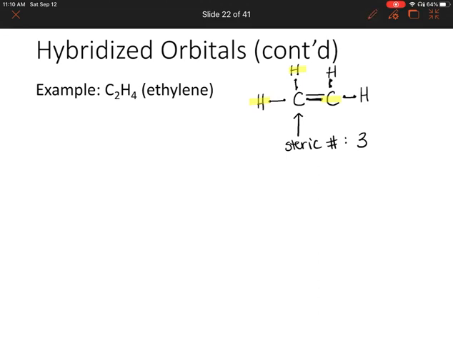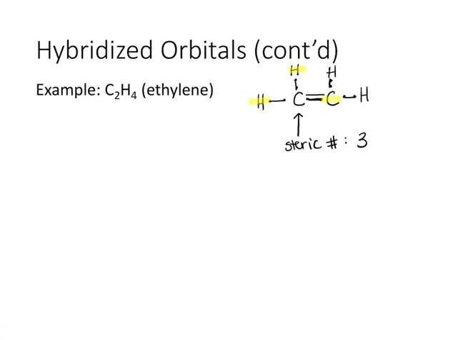And do you remember which hybridized orbital corresponds to a steric number of 3? Is it sp, sp2, or sp3? sp2. Okay, so that's also the same for the other carbon. It's also bonded to 3 other atoms, so it is also sp2. Okay, so let's figure out now how we can explain this type of bonding.